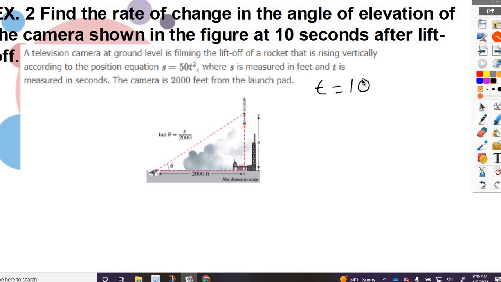So what would that be? So remember that it's the derivative of my theta, because that's what we're trying to find the rate of change of, and we're taking it with respect to time. Agreed?